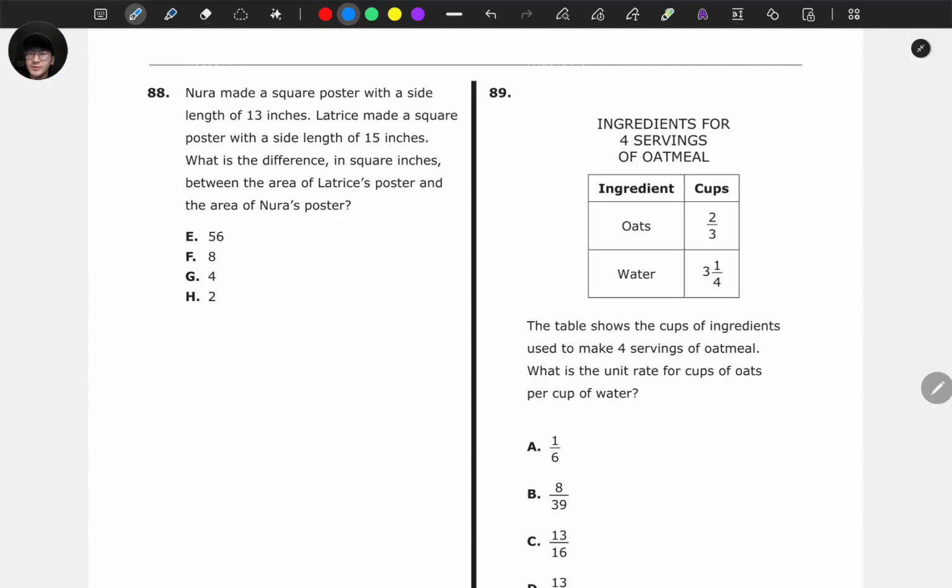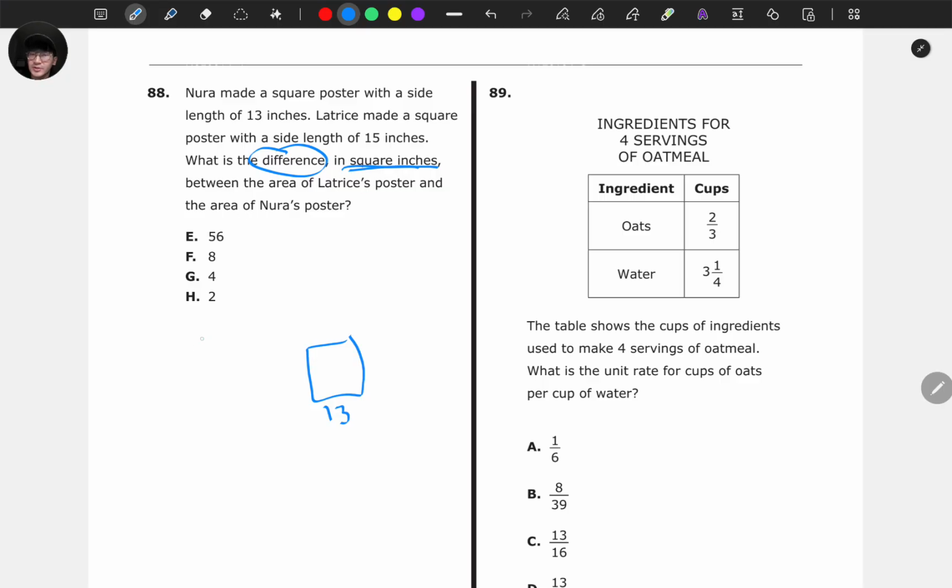Okay, Nora made a square poster with a side length of 13. So Nora's is going to be 13. Lattice made a square poster with a side length of 15. And now you have to find the difference in square inches. This is the unit. Between the area of Lattice's poster and Nora's.